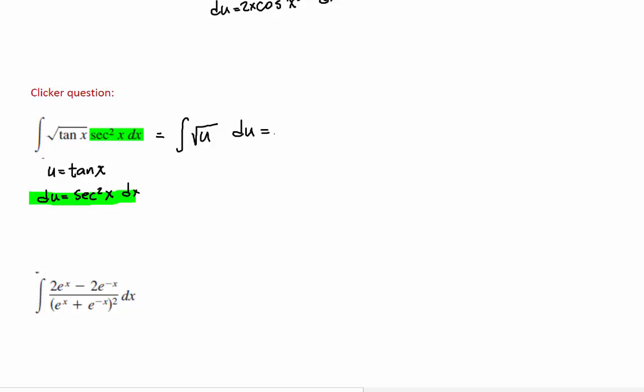Square root of tangent, square root of u, and secant squared dx, du. And this one you treat as u to the 1/2, so it becomes u to the 1/2 plus 1, which is going to be 3/2, divided by 3/2, or you can just multiply it times its reciprocal, which is 2/3, plus c. Then you take back your substitution and you get 2/3 times tangent to the 3/2 plus c. It looks ugly if you put it here. Oh well, nothing that has ever stopped me. All right, so that is that.